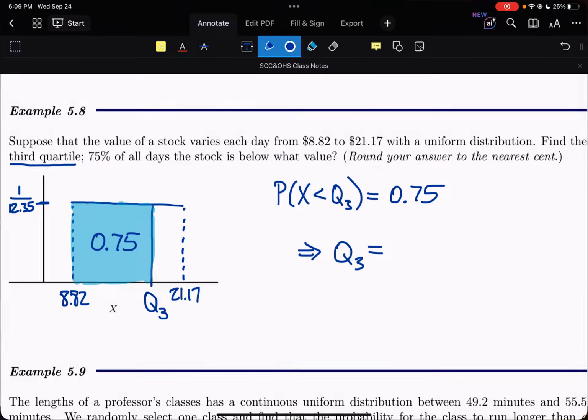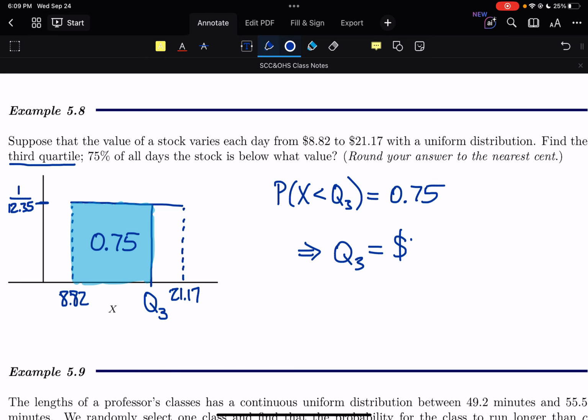So we get, and this is in dollars, 18.08. So that means 75% of our data in this stock would be below $18.08.